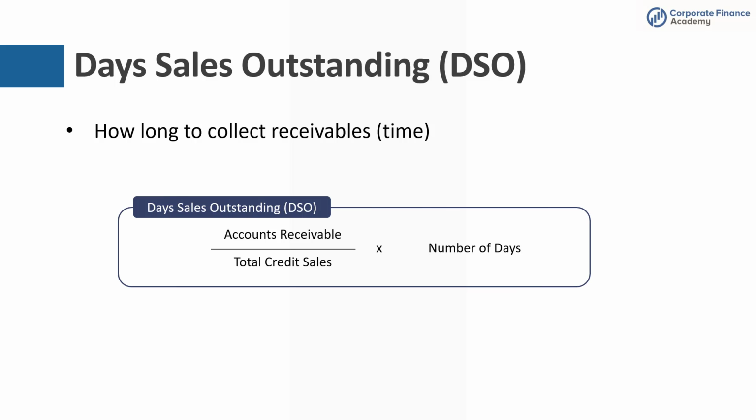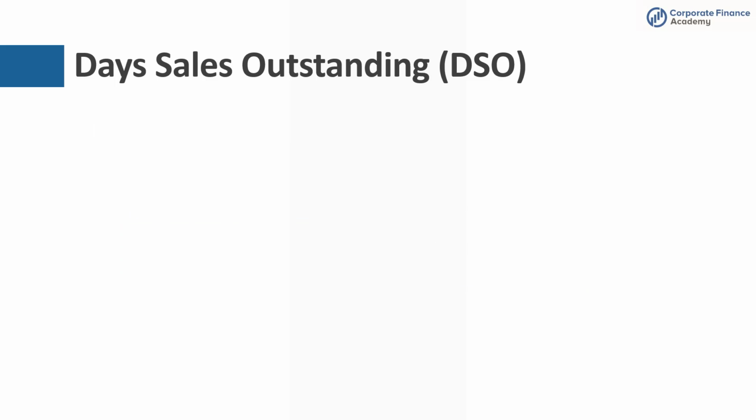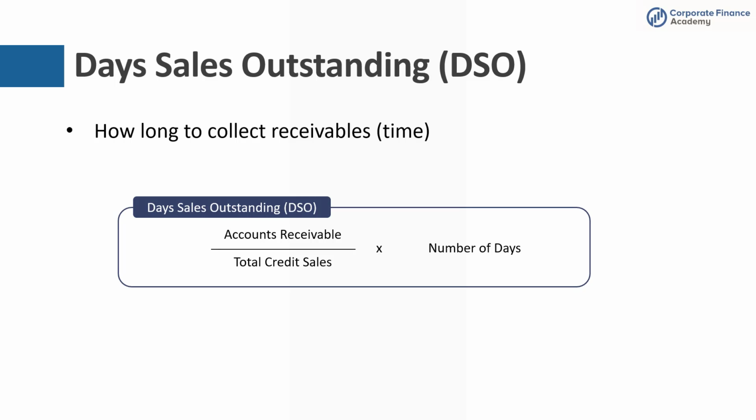So the formula for DSO is accounts receivable divided by total credit sales times the number of days. And now you want to make sure that it's total credit sales. If you have a business where you sell stuff on cash, you do want to split out those cash sales.